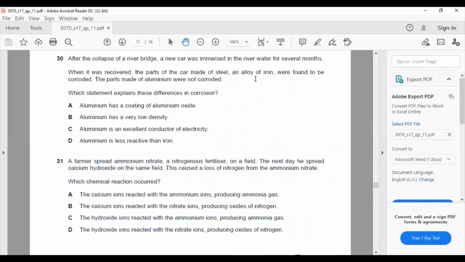30. After the collapse of a river bridge, a new car was immersed in the river water for several months. When it was recovered, the parts of the car made of steel and alloy of iron were found to be corroded. The parts made of aluminum were not corroded. So, because aluminum has a coating of aluminum oxide, which prevents aluminum from further reaction and corrosion, A is the answer.